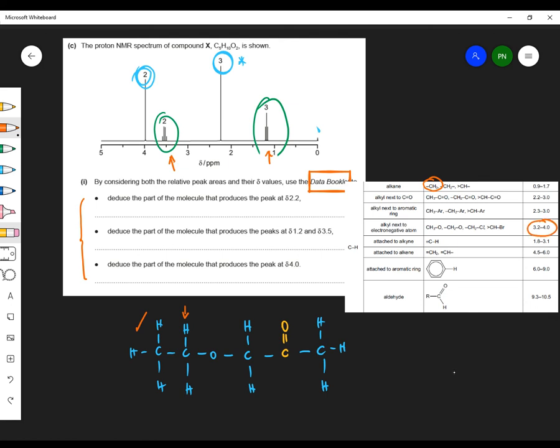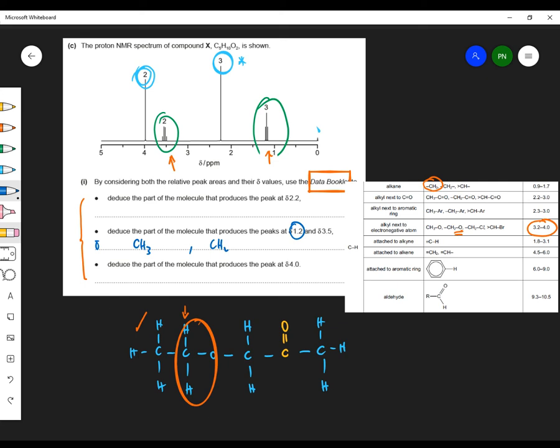3.5 is here, and it says a CH2 next to an O, which is exactly what we've got. So, where are we? Let me start again. The one at 1.2, I'm going to guess is a CH3. Okay, that's the one at 1.2. The one at 3.5, this one, is a CH2.